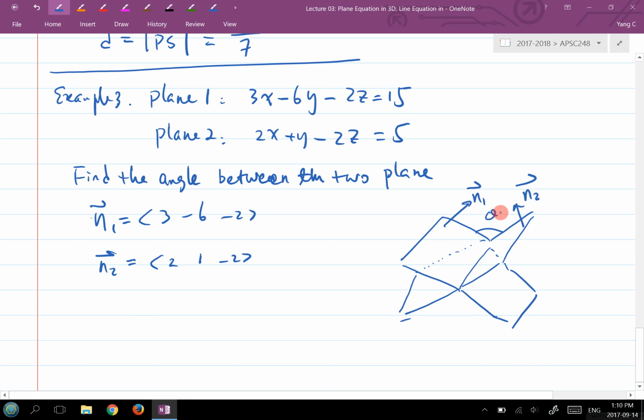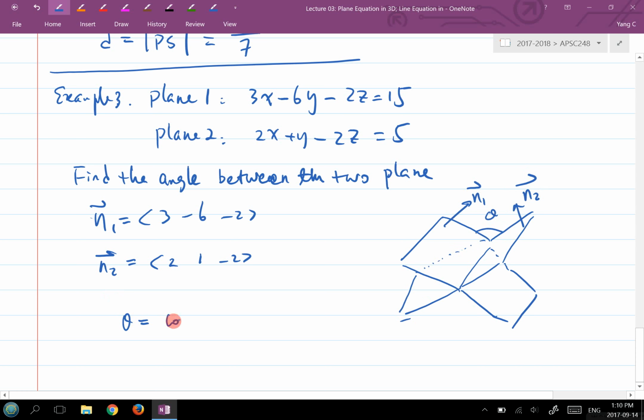So once I draw it out, I think you probably will find it's quite easy to do this now. If you're trying to find the angle between the two planes, you can translate the same question into what? To find the angle between the two normal vectors. So to find the angle between two vectors, we can use the geometrical meaning of the dot product.